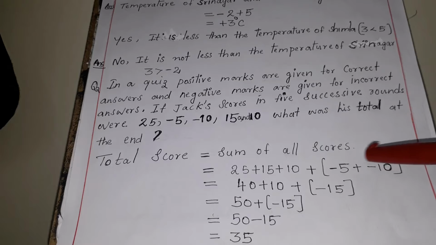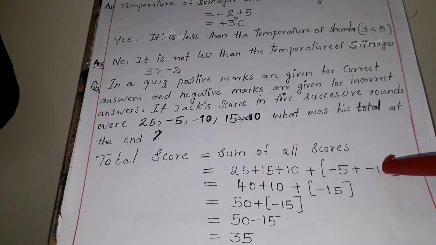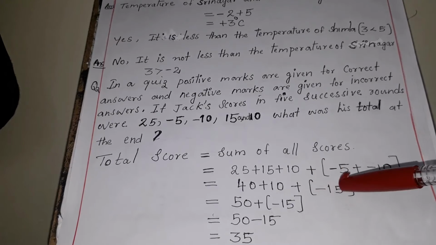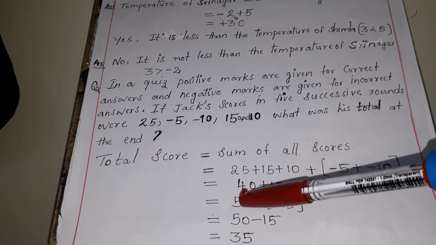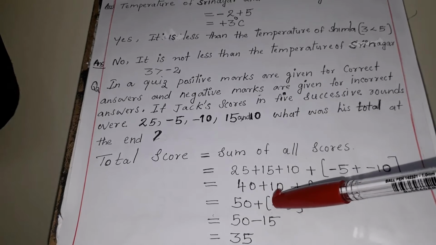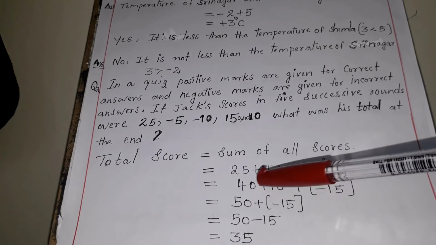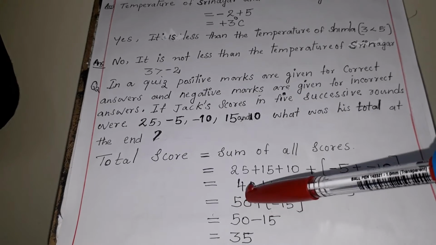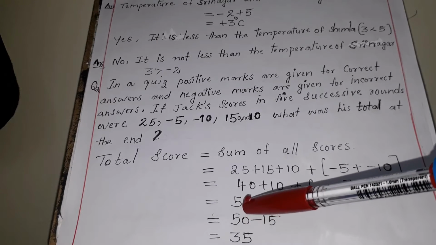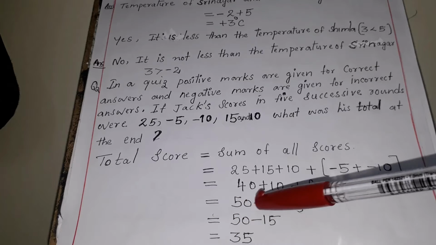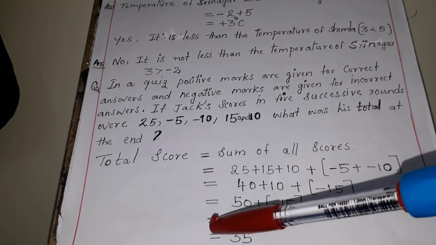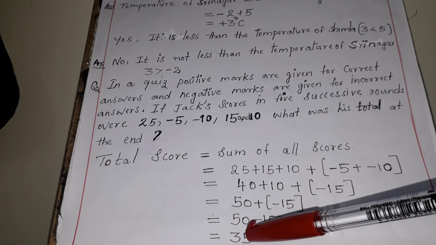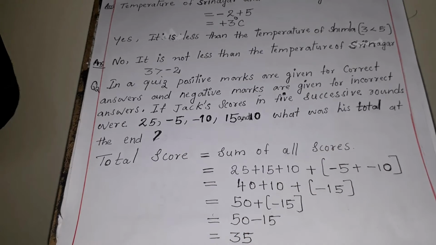What is minus 5 plus minus 10? We get the same sign, so we get minus 15. So we can write 50 plus minus 15. One is positive, the other one is negative, so we have to find the difference, that is 50 minus 15. So what is the total score? It is 35.